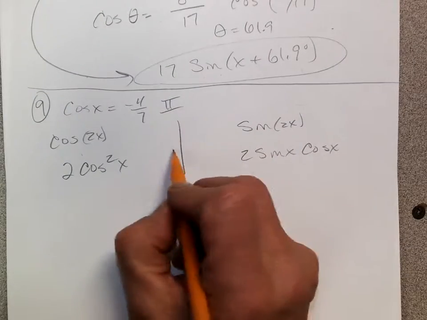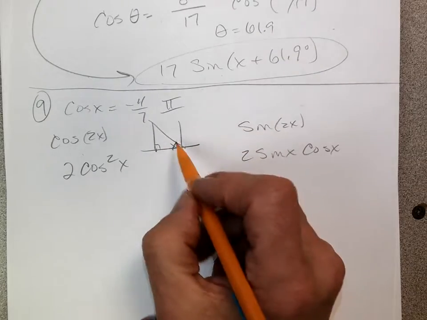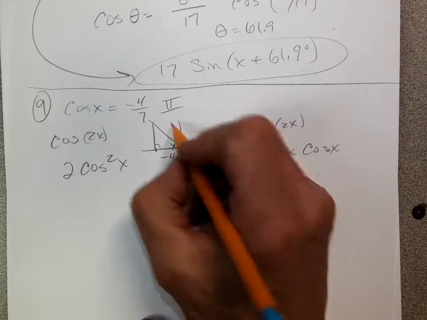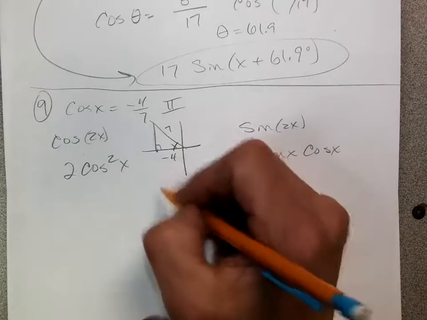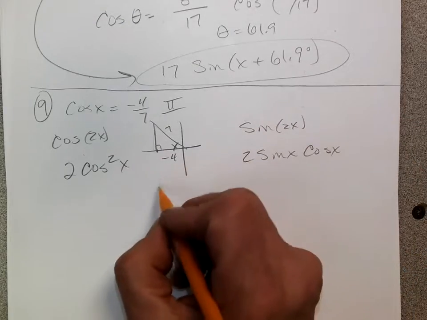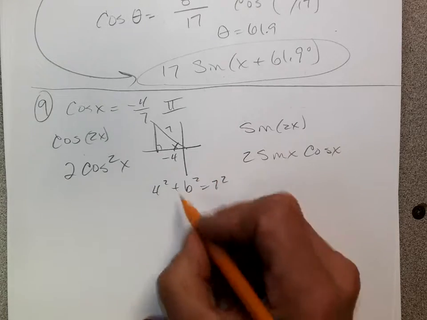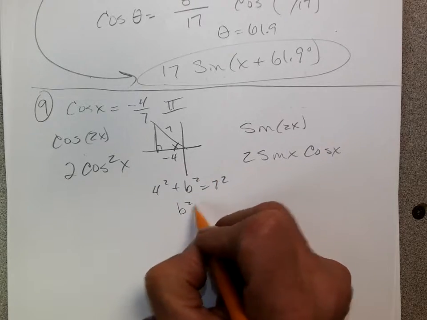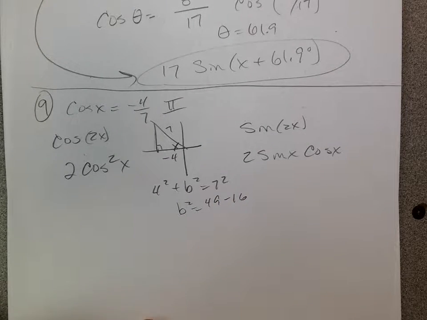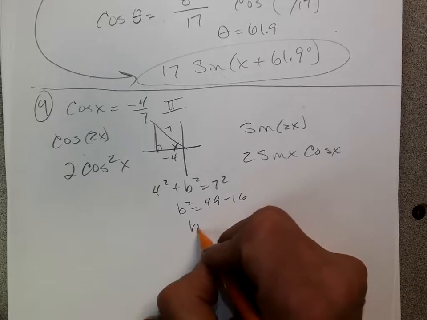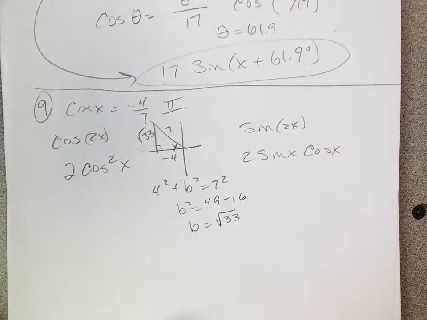So I build my triangle in quadrant 2. Here's my angle x. Okay, cosine is the adjacent over the hypotenuse. Probably better get this because I'm going to need the sine. So find the opposite. I'll just use Pythagoras Theorem real quick. Let's see, 4 squared plus b squared equals 7 squared. Let's see, b squared is equal to 49 minus 16. What's that? 33. So b is equal to the square root of 33. Okay, put that up there. That's my opposite side.